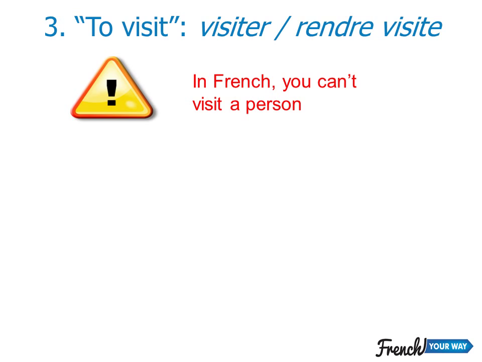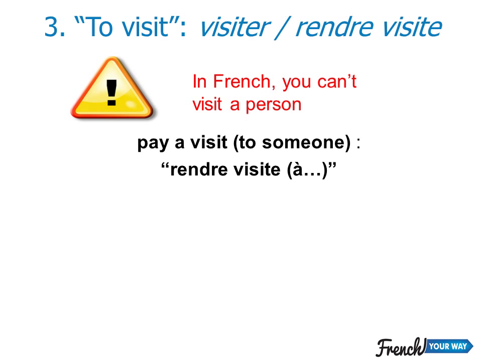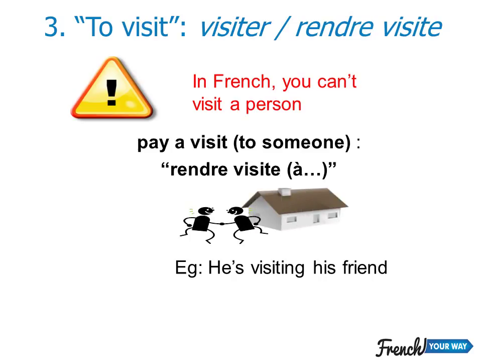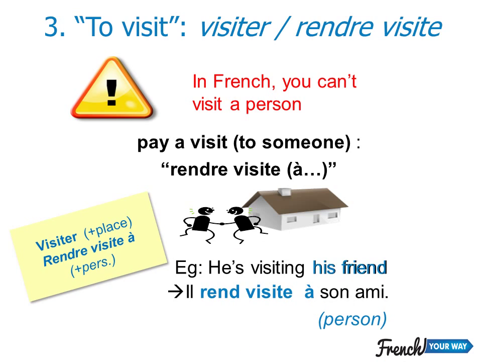In French, you can't visit a person. You will use rendre visite à for a person, which is a close equivalent to pay a visit to someone. For example, he's visiting his friend. His friend is a person. Doesn't matter if you're going at his place. You're using the word friend, which is a person. And so you use rendre visite à. Il rend visite à son ami. Visiter goes with a place and rendre visite à goes with a person.